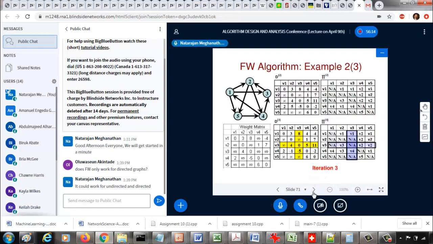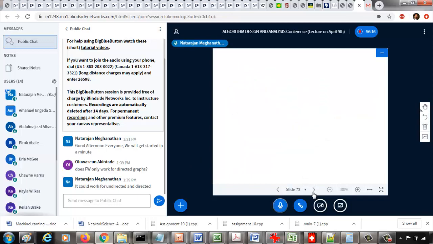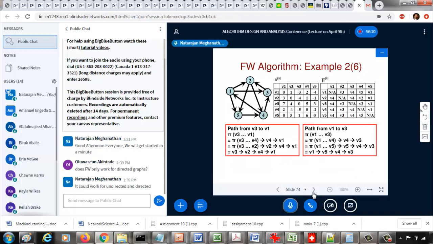So you can go through the iterations. This is a graph of 5 vertices, so you will have to go through 5 iterations. At the end of the 5 iterations, you are going to have this as the distance matrix and this as the predecessor matrix. That means this distance matrix holds the shortest path weights of the paths from one vertex to any other vertex. So this is all pairs shortest path.